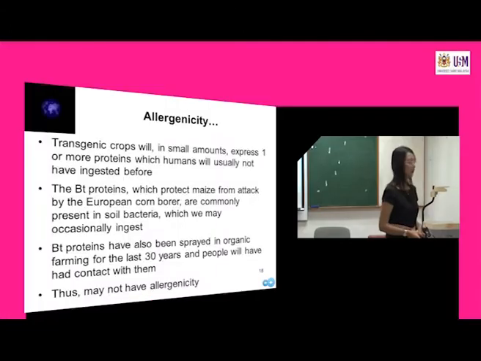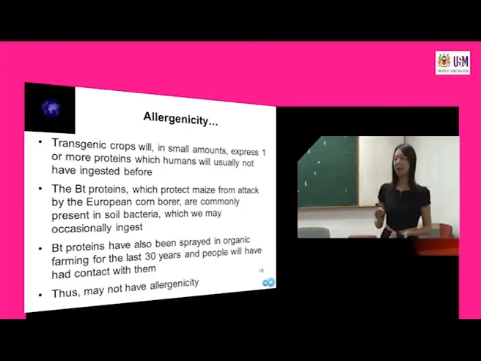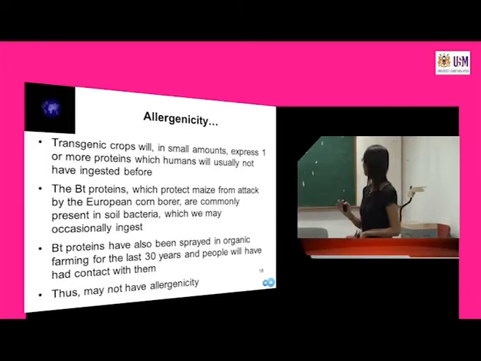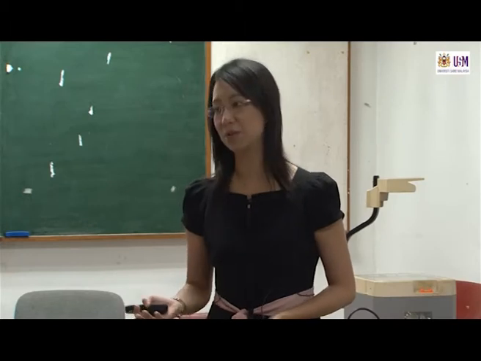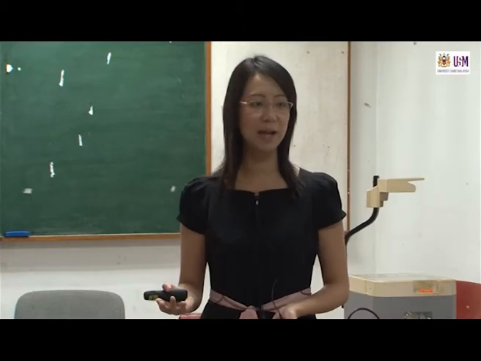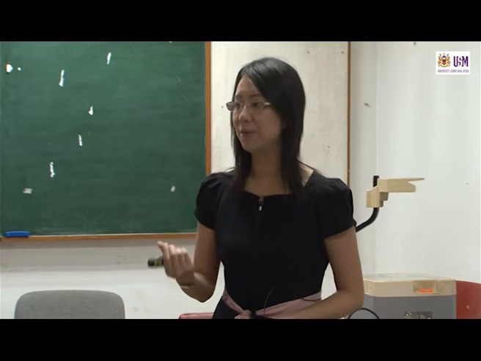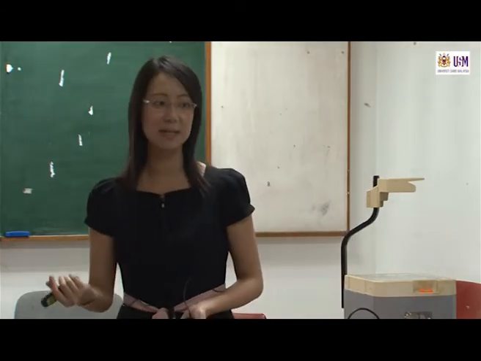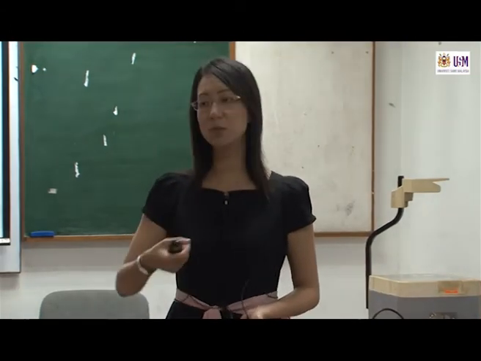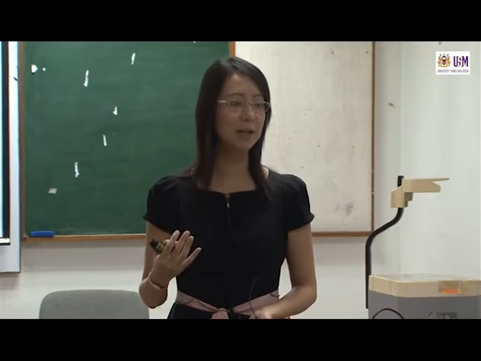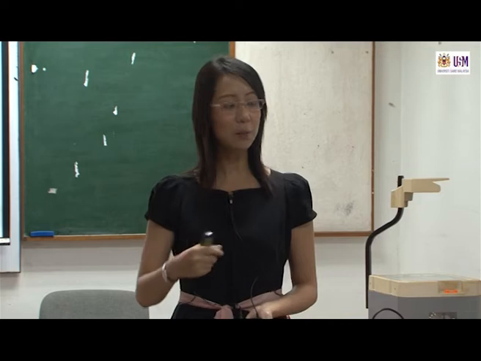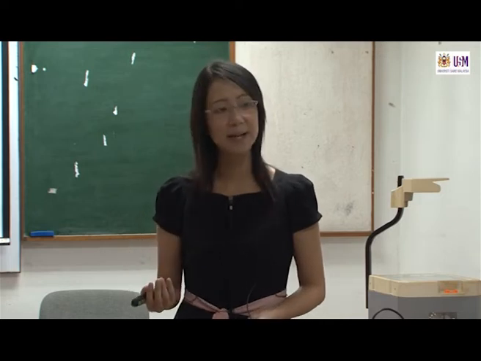Okay, now the BT proteins, they save the maize plant from attack by the European corn borer, a type of insect. As I've mentioned, it's not that they get attacked every day. Sometimes it's seasonal. So if we have the genes inside, then the plants will have two benefits. One, it resists the insect itself. And secondly, because we are spraying insecticides, if the plant already has the ability to resist certain insects, then we don't have to spray so much insecticide, right?